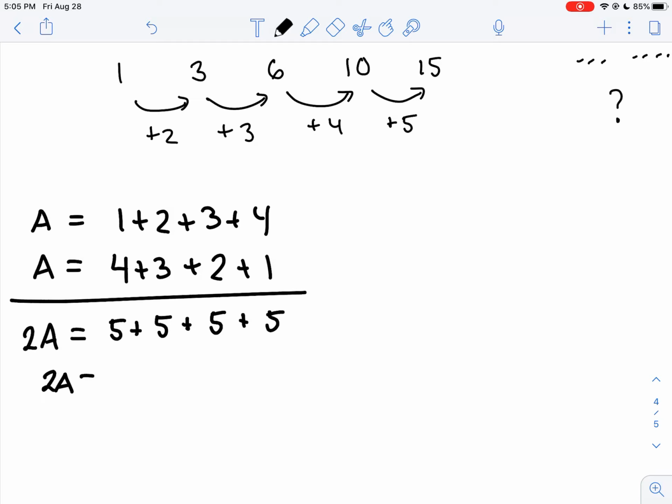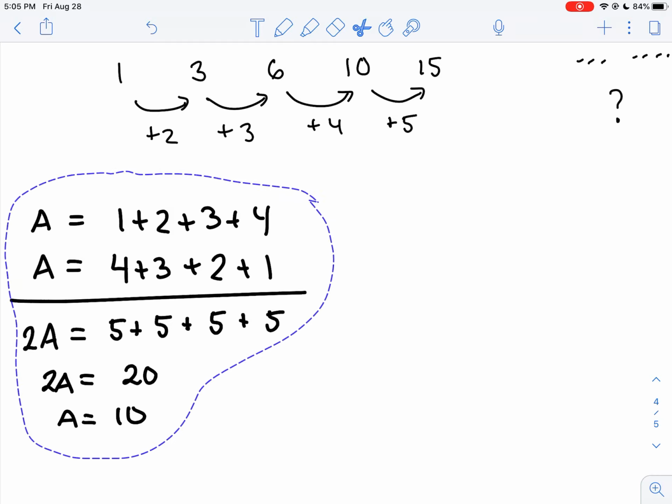Which means I can use multiplication, right, to get this. 5 plus 5 plus 5 plus 5 is 20. And that's twice the number I'm looking for. So now I divide both sides by 2, and I get that the number I'm looking for is actually 10. Right, so if you can see this magic happen when you simply flip the order of the sum around and then add it to itself, we're going to get some interesting results here in just a moment.